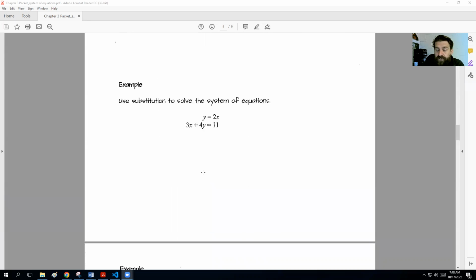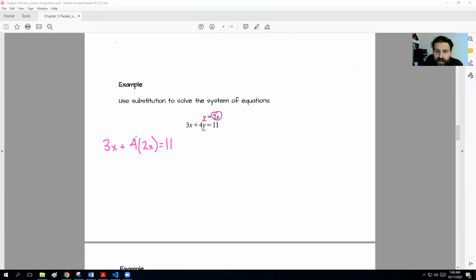All right. Now, if you want to try this one on your own, you think you got the hang of it, feel free to pause this video and try it. If not, let's keep this going here. Okay, since y equals 2x, we're going to change this y to a 2x. So we get 3x plus 4 times, not y, but 2x equals 11.